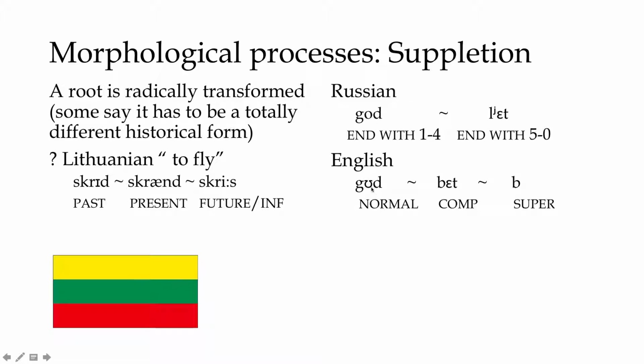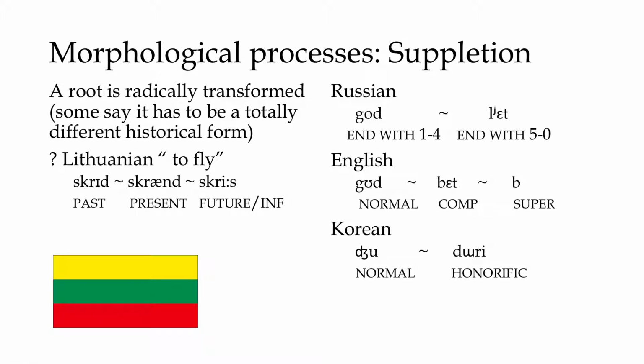In English, we see this with the adjective good, which gets replaced by bet when you add the comparative suffix, and it gets replaced with b when we add the superlative est suffix, like fast, faster, fastest. I don't say good, gooder, or goodest. I say good, better, best. So this is a totally radical transformation here.